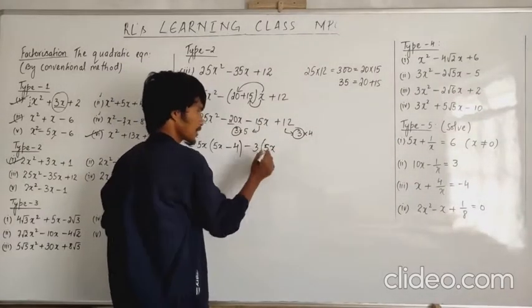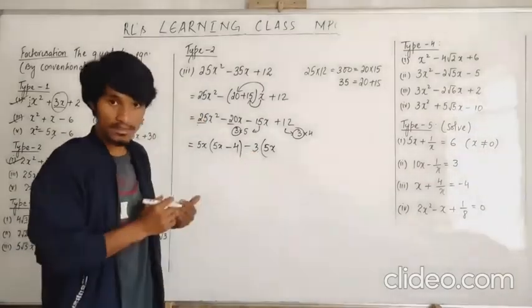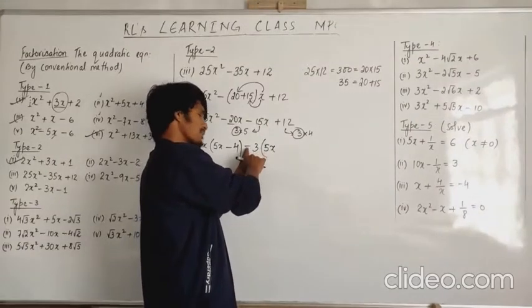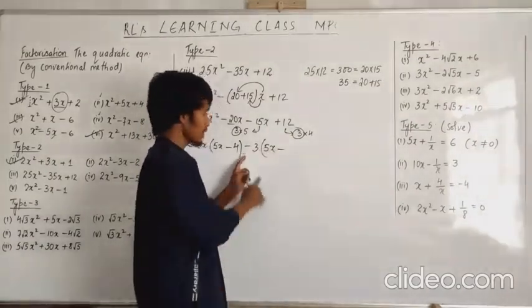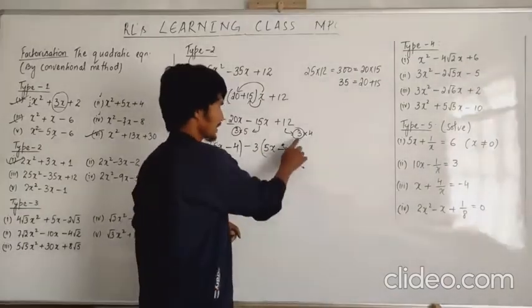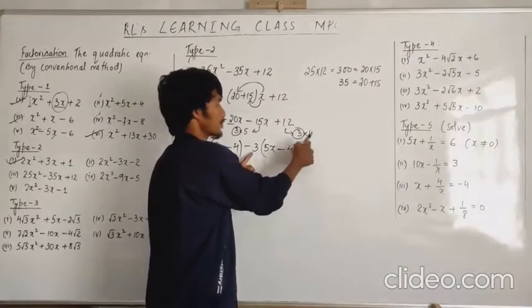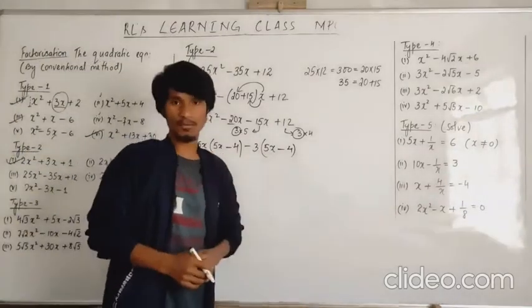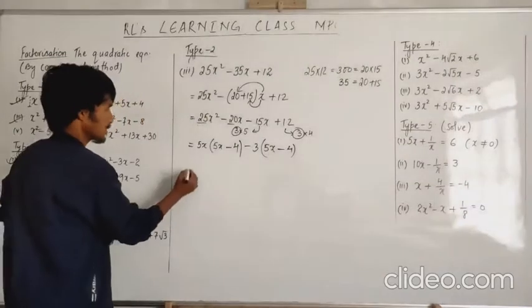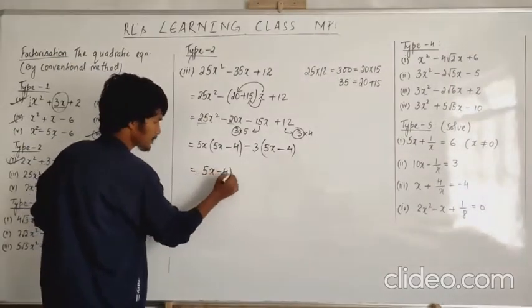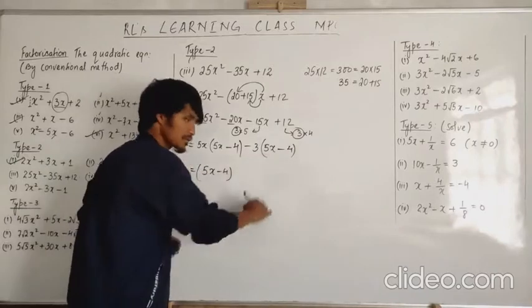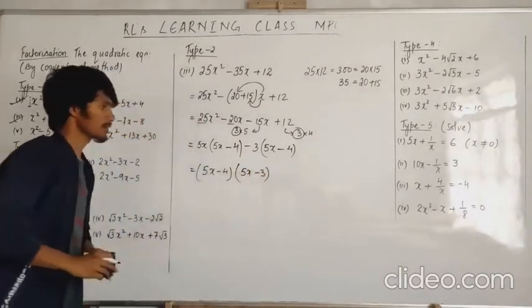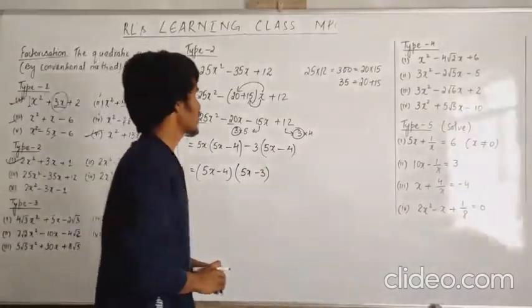Then this x, because x is not the common, I cannot put x outside the bracket. Then what here is plus, then I have to take this one. X, minus into plus will be minus. Then 3 into 4, 4 is left. Now check, 5x minus 4, 5x minus 4 are the same, then if it's same, then finish. Now 5x minus 4 is common, because here also 5x minus 4, here also 5x minus 4, then what is left here? 5x minus 3. Then this will be the answer for this question.